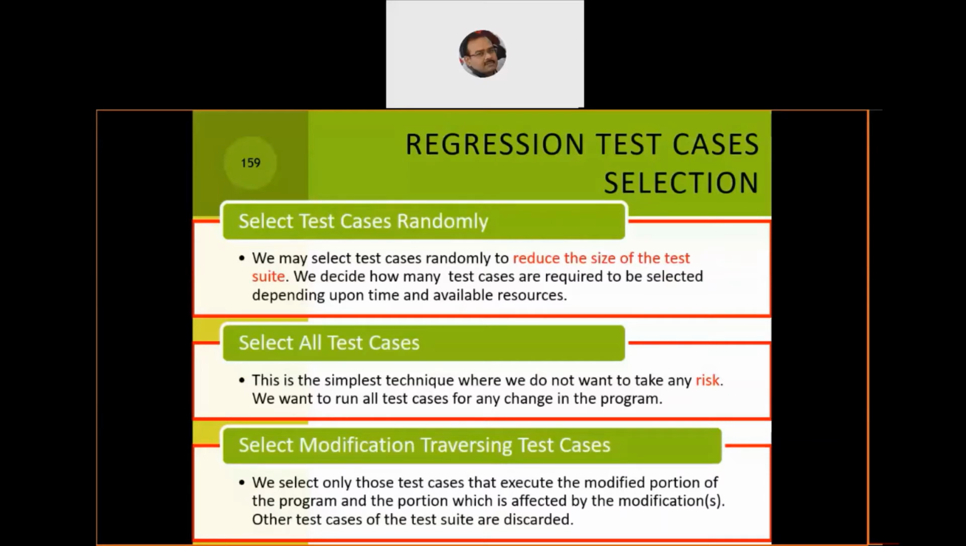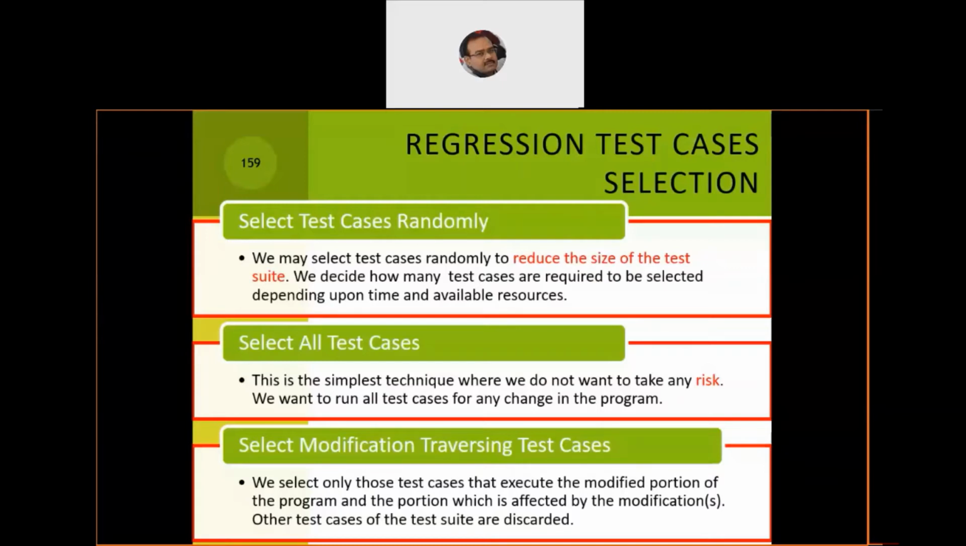This is the simplest technique where we do not want to take any risk, because the quality, the reliability and the credibility of the company is at stake. So we want to run all the test cases for any change in the program. So you can modify, let's say, 555 lines of code, or maybe 600 lines of code, and only 1 or 2 lines of code have been modified. Then also you run all the test cases which are checking for the correctness of all the lines of code within the program. So it all depends upon the time and the budget constraints available with the company.